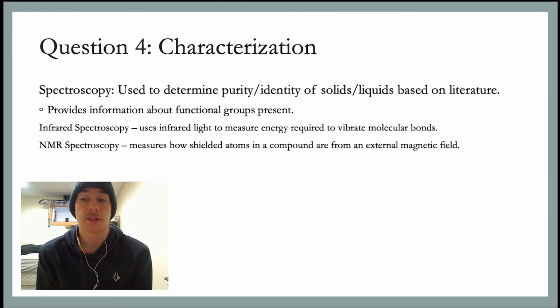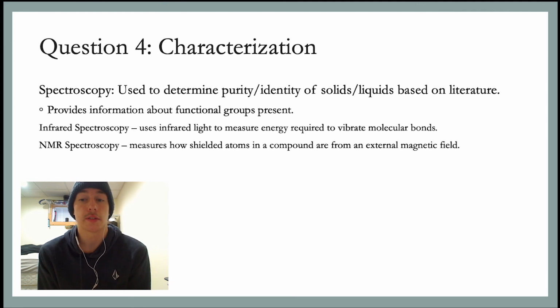The next method of characterization is spectroscopy, which can be used to determine the purity and the identity of solids and liquids based on literature data. Spectroscopy provides data about functional groups present in the sample. There are two forms of spectroscopy analyzed in this course: IR spectroscopy and NMR. IR was used in this course while NMR was not. IR, or infrared spectroscopy, uses infrared light to measure the energy required to vibrate molecular bonds in the sample, and plots the percent transmittance against wave number in an IR spectrum. This can be compared to literature data to identify functional groups present in the compound.